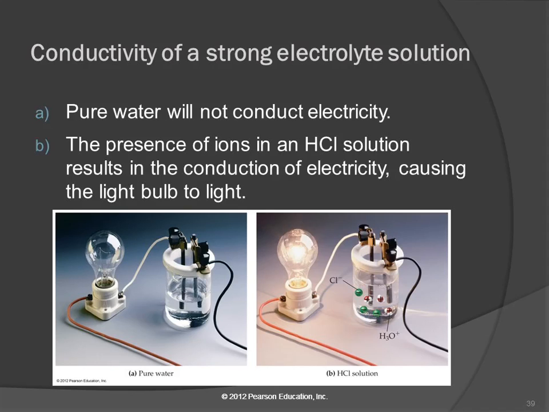Here's pictures of a demonstration similar to what we did. Here's water, pure water. Doesn't conduct electricity. There are no charged species in pure water. Now, remember we did the tap water and that glowed a little bit, right? Because there's dissolved stuff in your tap water. And that's not necessarily a bad thing. But pure water will not conduct. But you put some hydrochloric acid in there and now the light bulb goes on. Because the hydrochloric acid ionizes, forms lots of charged particles which can carry the electric current.